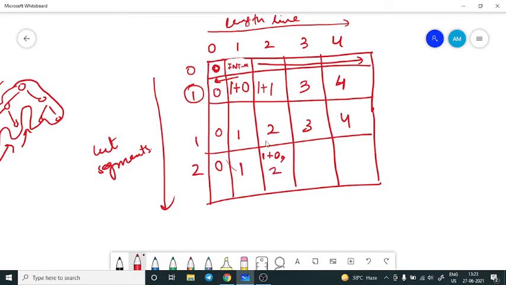Why the maximum one? Because this cell represents the maximum number of cuts I can have with all of these cut segments for this line segment. Similarly, I'll be coming back here, and in this fashion it will be covered. So let us now move to the coding part and see how we'll implement this approach.